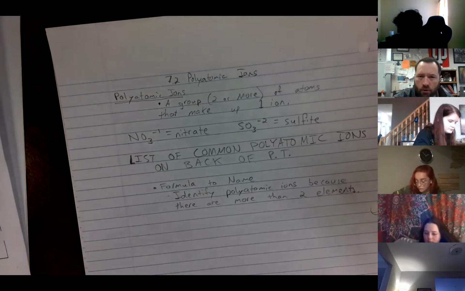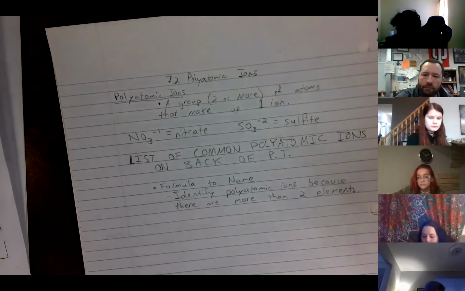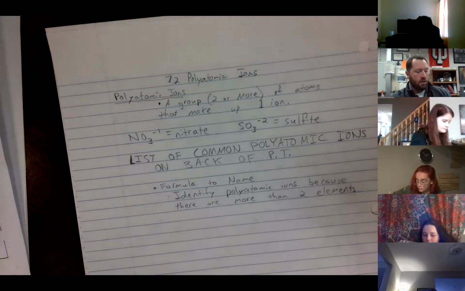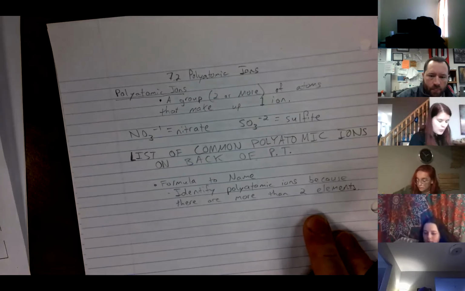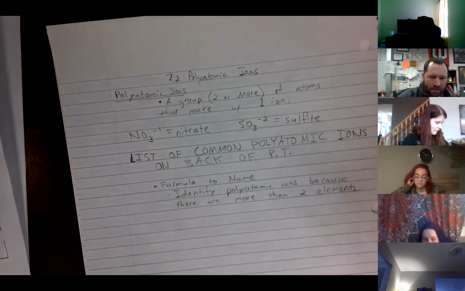If you remember last week, we looked at binary ionic compounds. And I kept harping, binary means you have just two elements. Whenever you have more than two elements, boom, right off the bat, you know that you're working with a polyatomic ion.